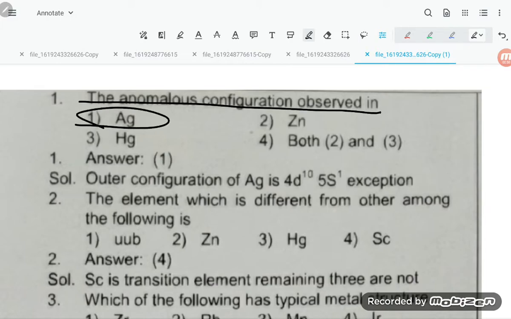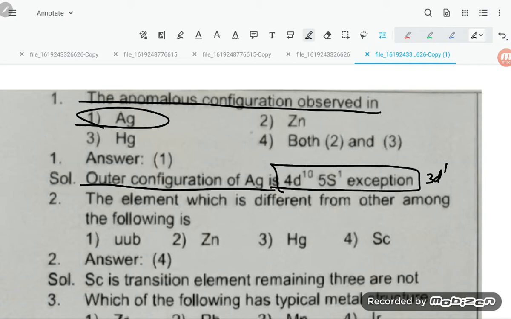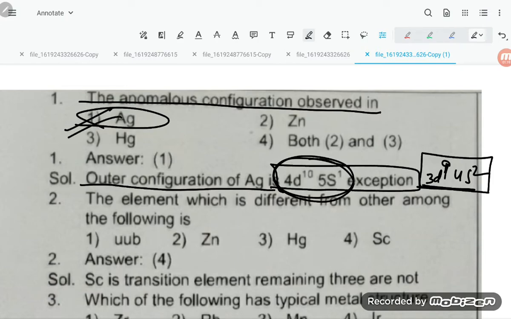The outer configuration of Ag is 4d10 5s1. According to the above rule, it was supposed to be 4d9 5s2, but due to the half-filled and fully filled stability order, it is 4d10 5s1. So the correct option is option number 1.